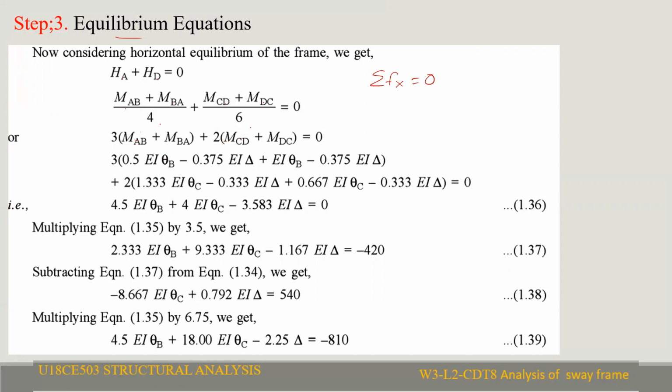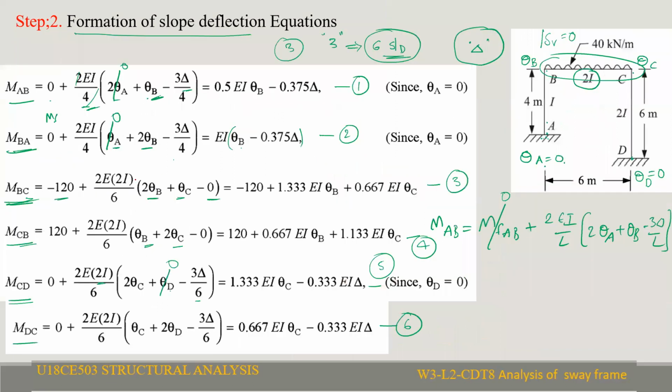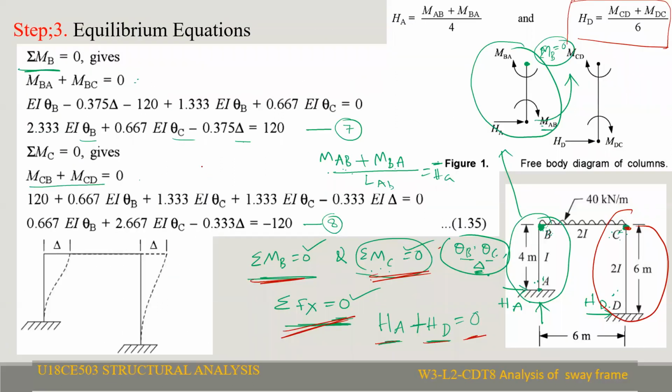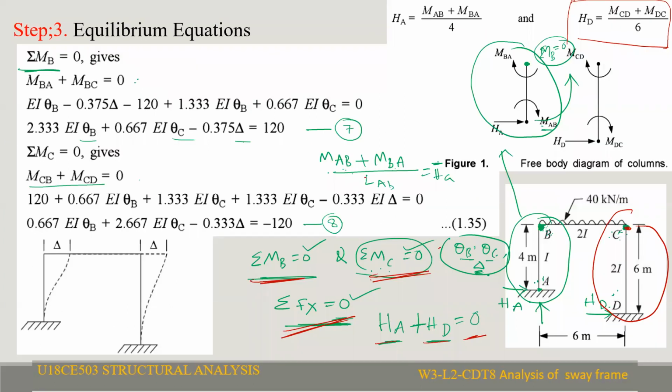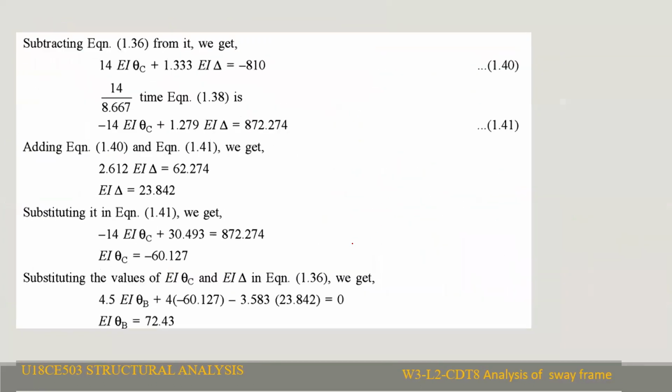Now you substitute MAB, MBA, MCD, MDC, which we calculated in step 2. Finally, you are going to develop another equation, let us say equation number 9. Solve equations 7, 8, 9. You are going to get EI delta, EI theta C, EI theta B.